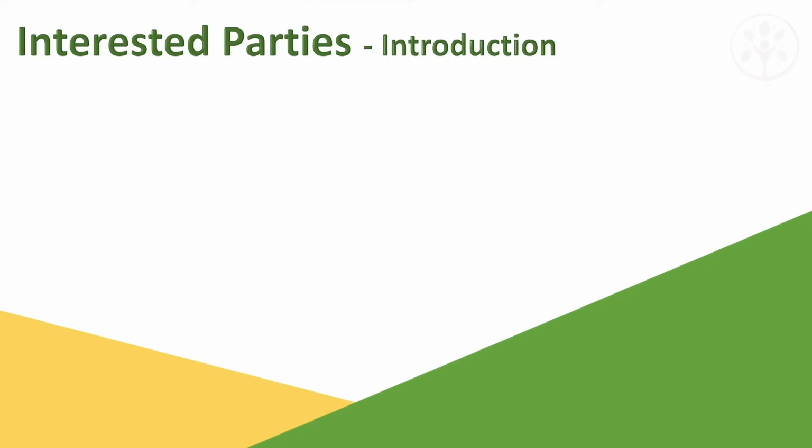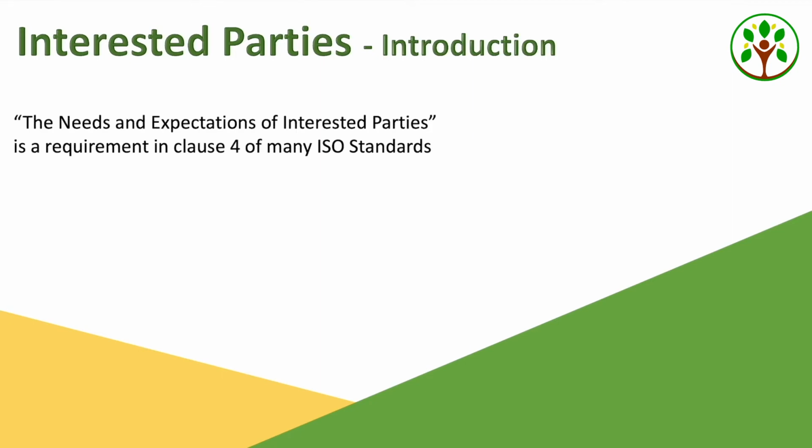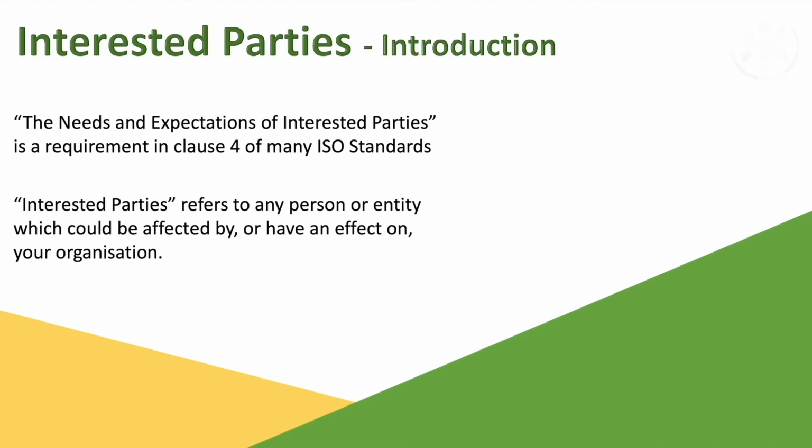So, what is an interested party? Put simply, it's anybody who can actually be affected or can cause an effect to your organisation, or someone who can perceive themselves to be affected or have an effect on your organisation. Now, when I say someone, that doesn't actually necessarily have to be an individual.